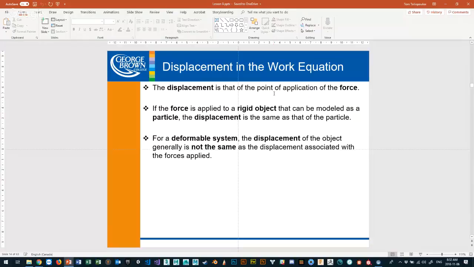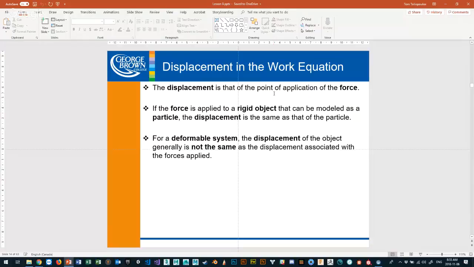rigid object that can be modeled as a particle, the displacement is the same as that of the particle. So if I move the whole object, it's a rigid body, right? Then the displacement is based on where we calculate the particle to be. And usually the particle is the center of mass. So if I look at a person, the center of mass is just around their hips, something like that, right? So if I move that person, that's where their center of mass is going to be. I look at the particle as that's where the center of mass is, not at the bottom of their feet typically, all right? Although it could be modeled that way.